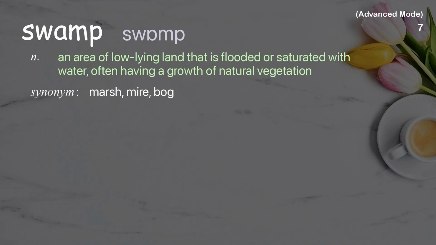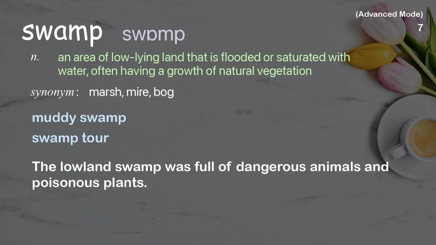Swamp. An area of low-lying land that is flooded or saturated with water, often having a growth of natural vegetation. Examples. Muddy swamp. Swamp tour. The lowland swamp was full of dangerous animals and poisonous plants.